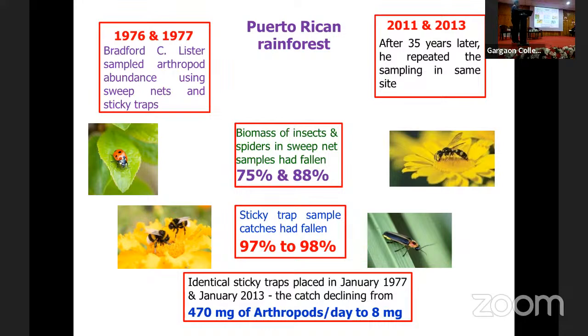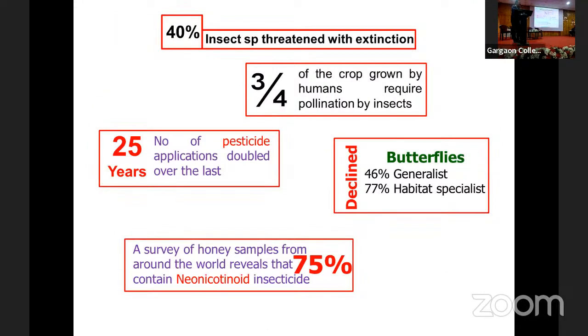So this is another alarming study. For the sticky trap, when it was studied at the same site in 1976 and 2011, he found a 97 to 98% decline in population. When he compared the weight too, in 1977 he found around 470 milligrams per day of arthropods in terms of weight. But in January 2013, at the same spot, he got only 80 milligrams. So it was really alarming. A lot of evidence has come out which tells us that insects are declining in a large way. Around 40% of insects, scientists assume, are now under threat of extinction.